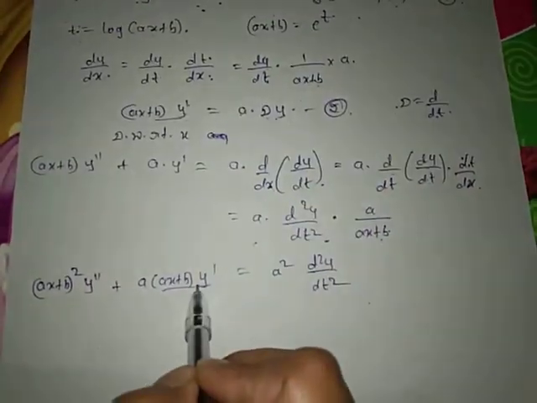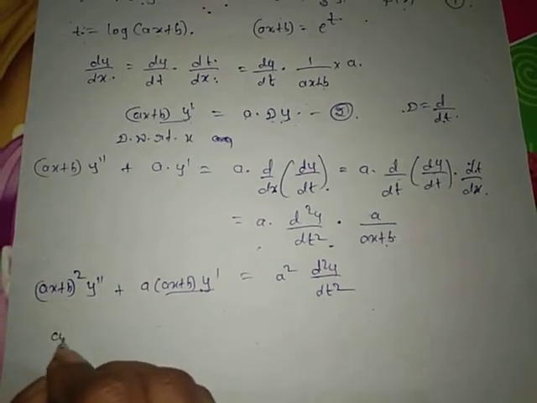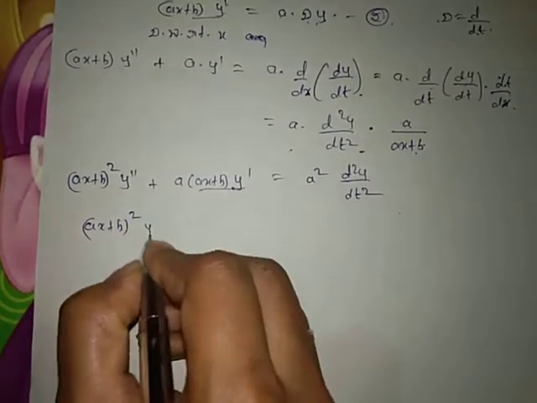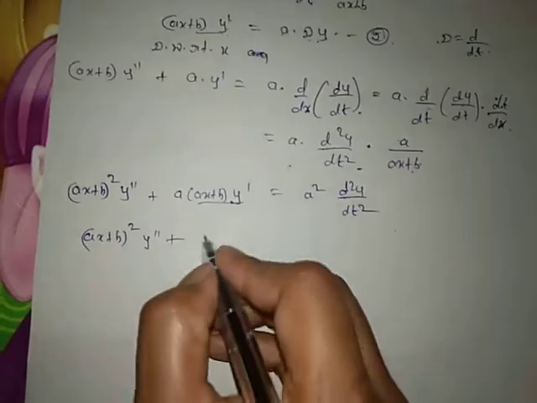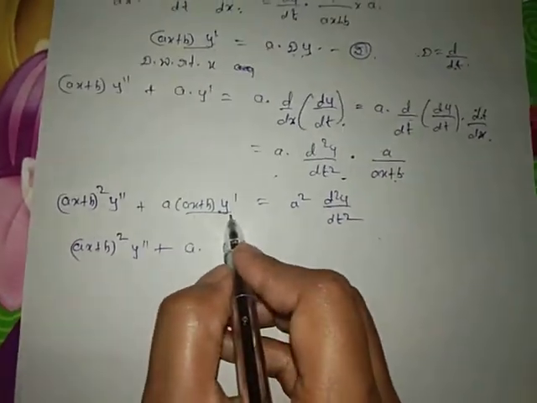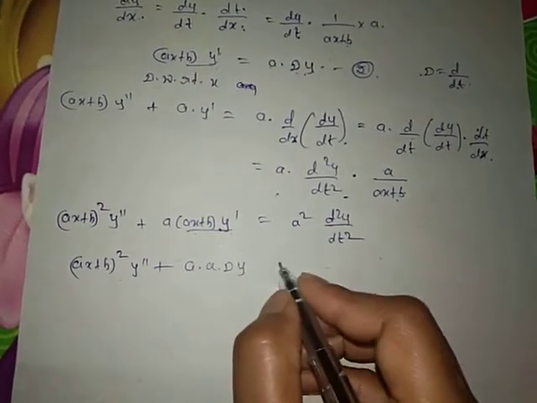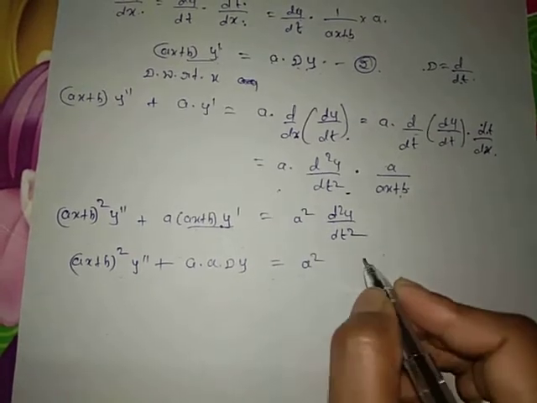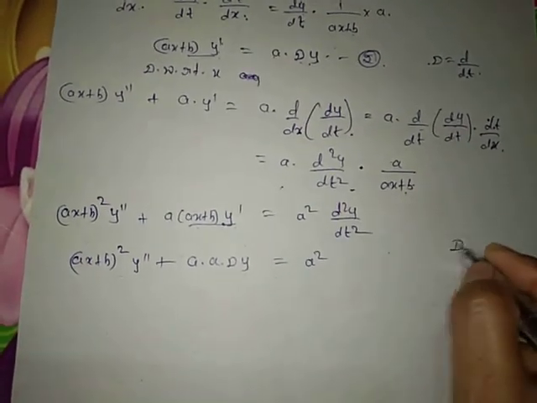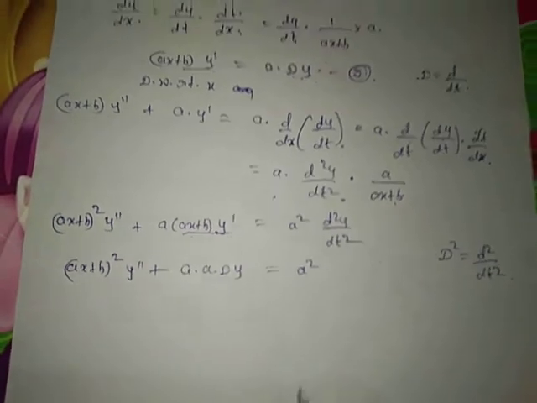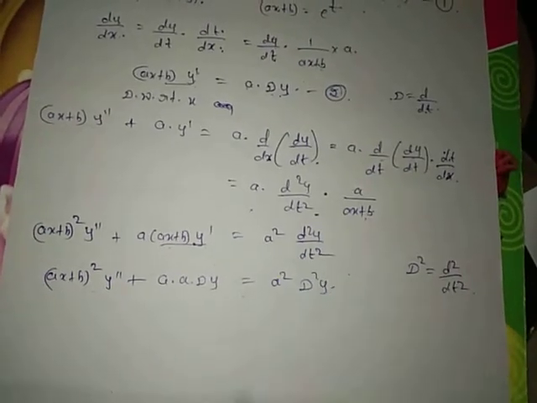is nothing but a dy. Again take the substitution from equation 2. Now the equation becomes ax plus b whole square y double dash plus a into ax plus b into y dash is a dy. A into dy is equal to a square. Again I take a substitution, capital D square equal to d square by dt square. Then it becomes d square y.